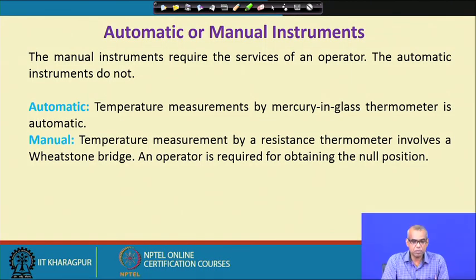Finally, we can also classify instruments on the basis of automatic or manual instruments. The manual instruments require the service of an operator. The automatic instruments do not require the service of an operator.